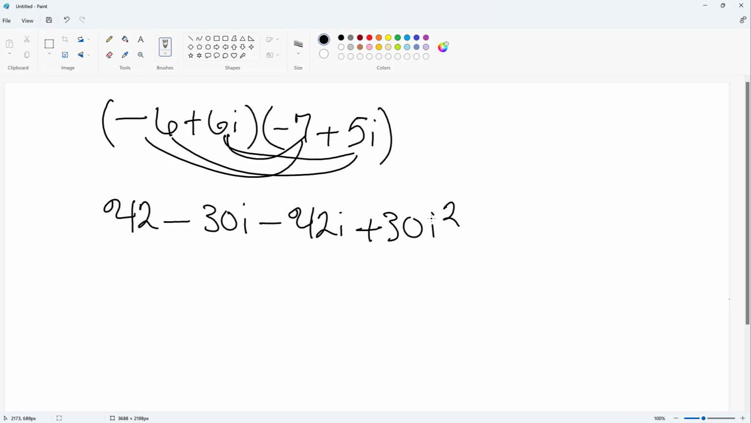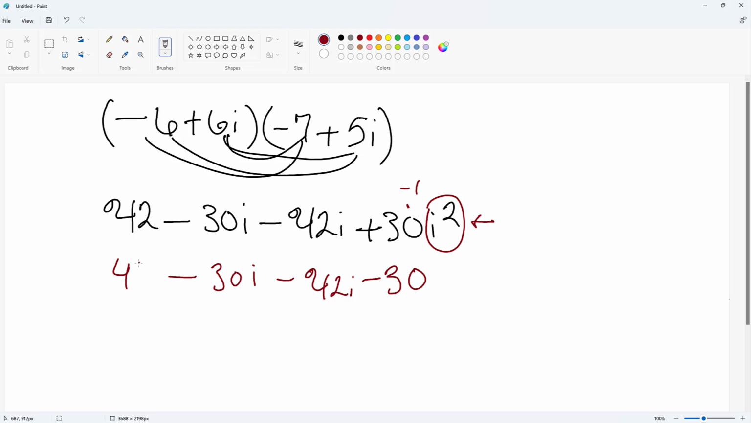Anytime you see this right here, i squared, this means -1. So that 30 is going to become -30, because you're going to multiply that 30 by -1, because i squared just means -1, or imaginary squared means -1. Okay, and then you're going to end up with negative 42i, and then 30i, and then 42.